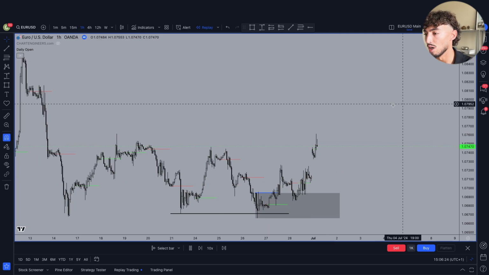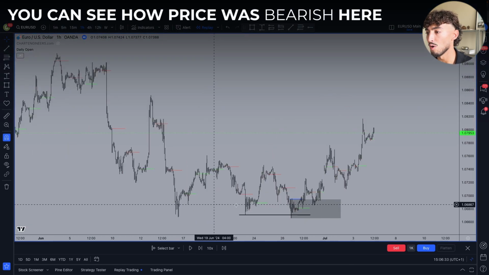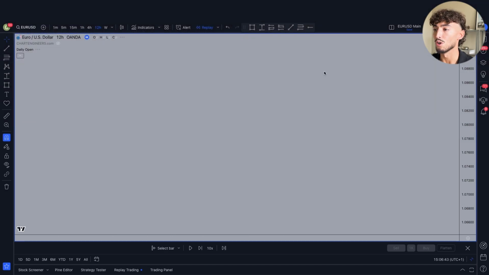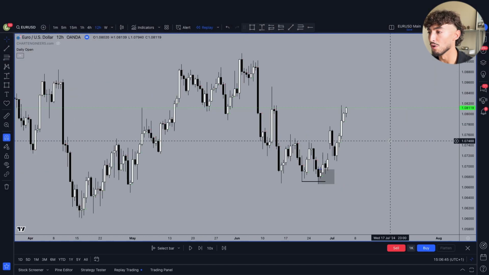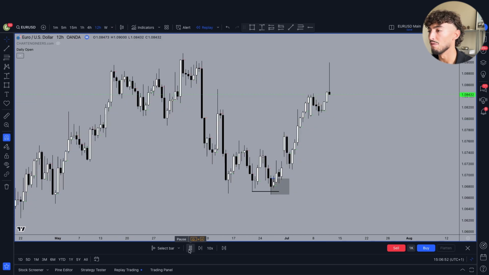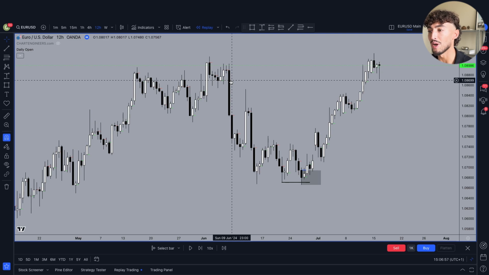Right now you can see our price is pushing up from it, and even going higher now. So yeah, you can see how price was bearish here, but it all changed after price gave an H12 liquidity sweep and an H1 market structure break. So if you go to the H12, you can see we are reversing pretty heavy because it was bearish here, H12 sweep, and then you can see it going higher very, very hard. As you can see, it even took out this high again. So a very strong pattern for reversals.